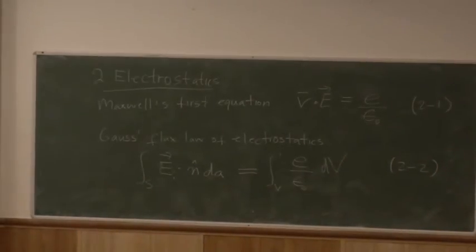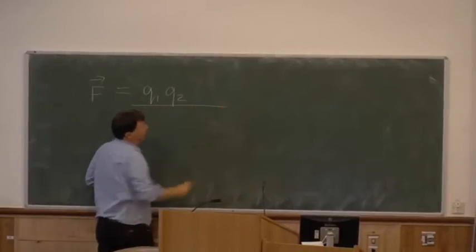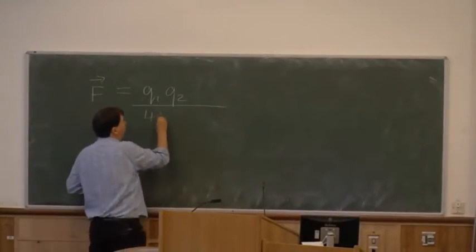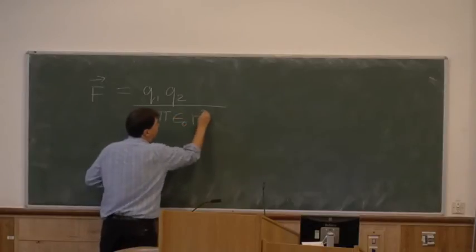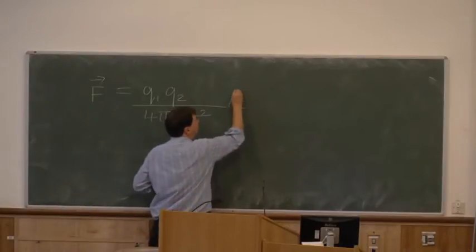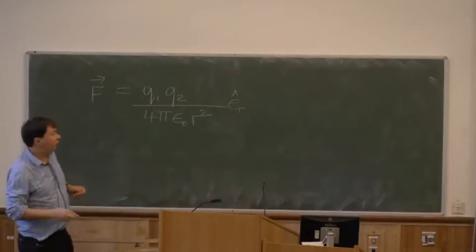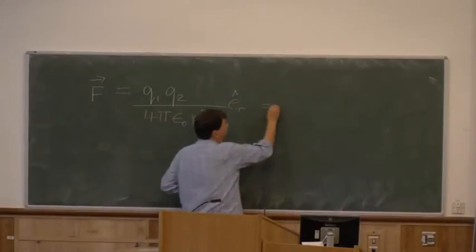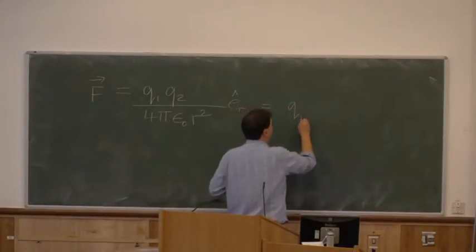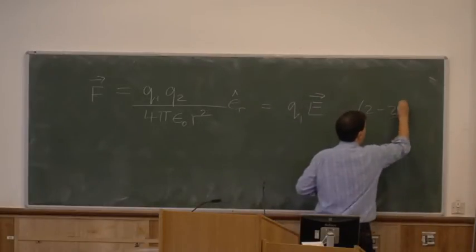And then if we go right back to the normal way we start off studying electrostatics, it is via Coulomb's law, in which the force between two charges Q1 and Q2 is equal to the product of the charges divided by 4 pi epsilon naught r squared times a unit vector in the radial direction. This is a unit vector that points along the line between charges Q1 and Q2. And this is equal to Q1 times the electric field. Let's make that equation 2-3.